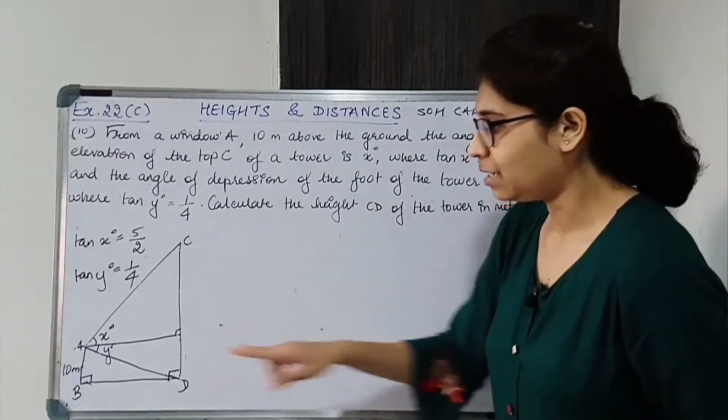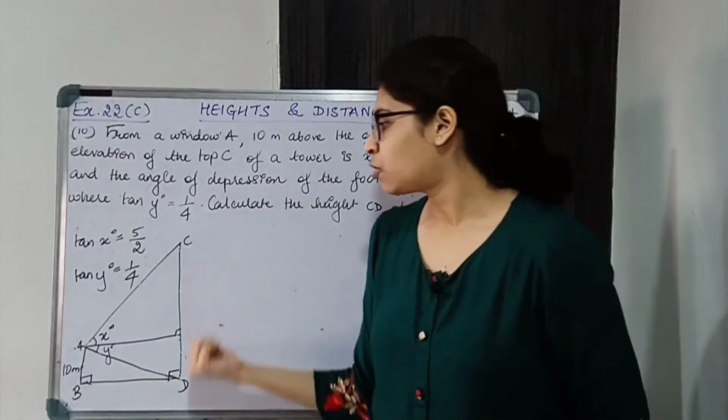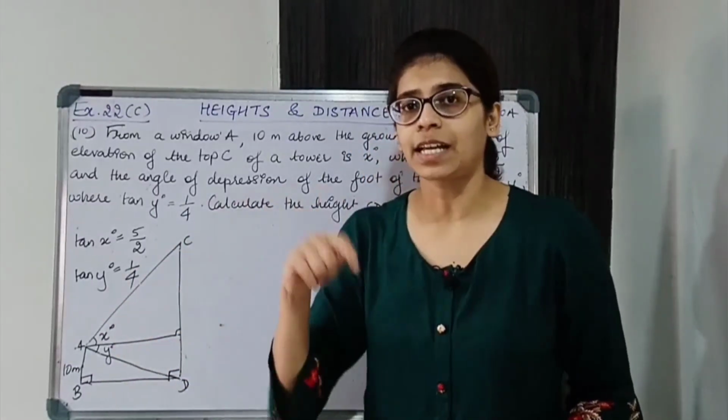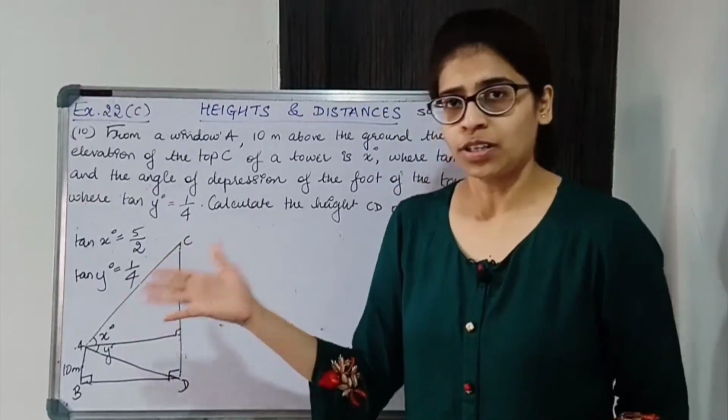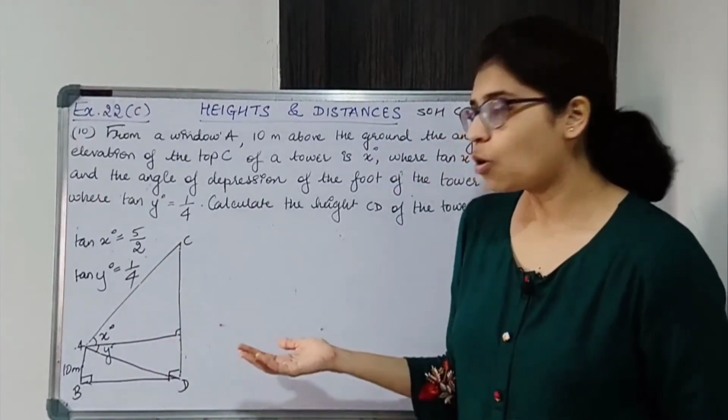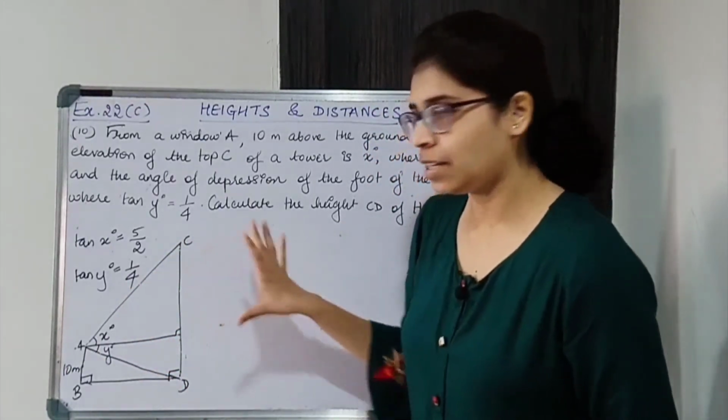We have to find CD. Now, is CD a part of a right angle triangle? Is it a side of a right angle triangle? CAD is not a right angle triangle. Okay, so what we need to do is break CD.